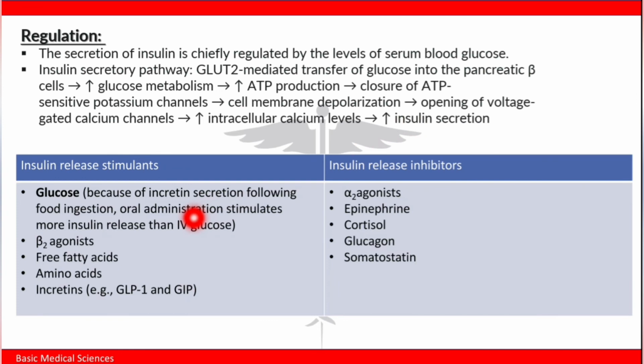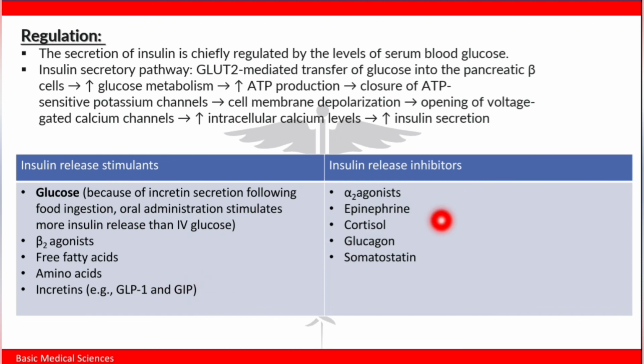So here is what stimulates insulin release and what inhibits insulin release. The number one stimulant of insulin release is glucose, and because of incretin secretion following food ingestion, oral administration will stimulate more insulin release than IV glucose. It's also stimulated by beta agonists, free fatty acids, amino acids, and incretins, for example, GLP-1 and GIP, right? GIP is gastric inhibitory peptide.